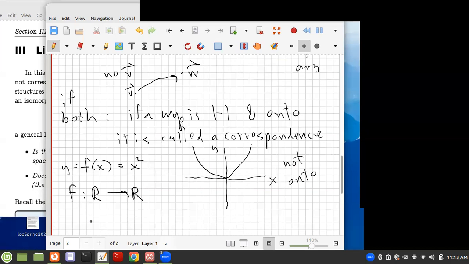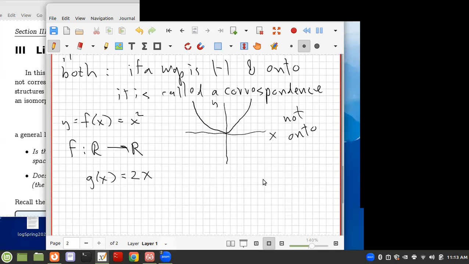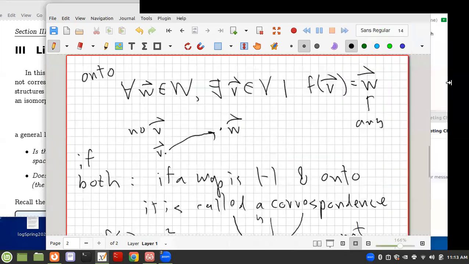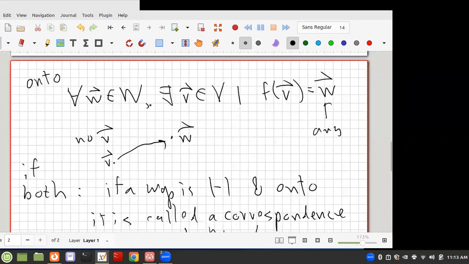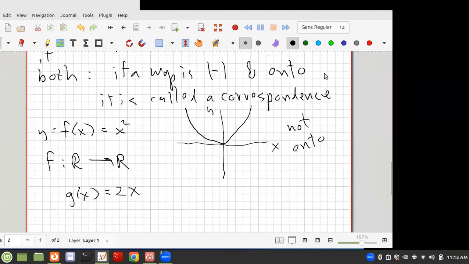Unlike g of x equals 2x. So if I drew it, it would go something like this, right? I just wanted to show that this is G and this is F. This is onto, right?